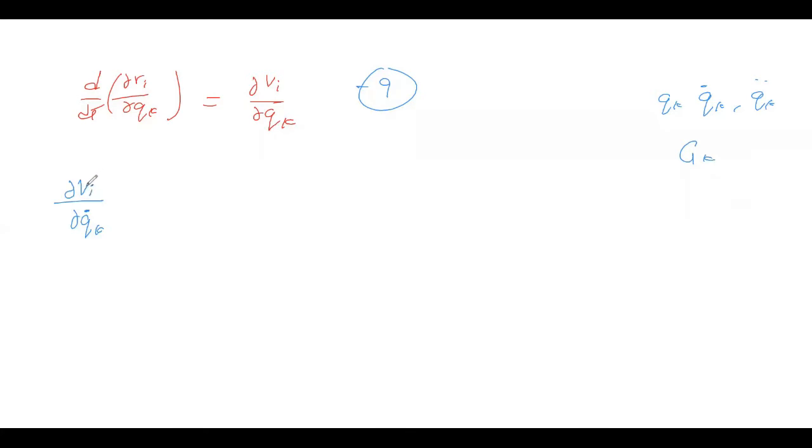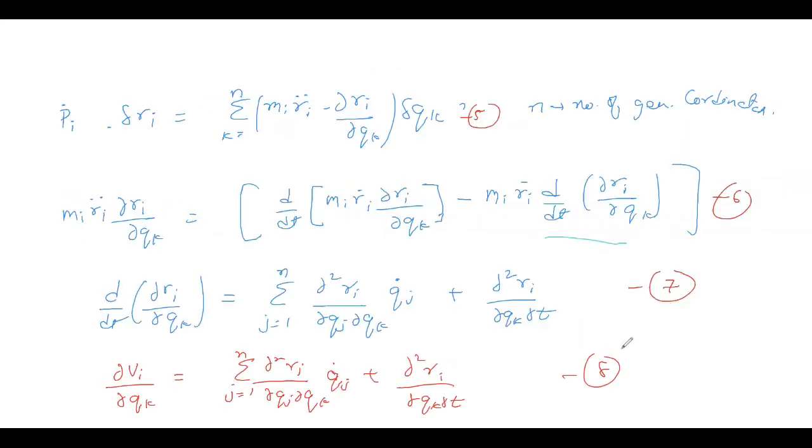So Vi is nothing but dr by dt. Then we have tried to solve this, and what we got is that this is equal to delta Ri by delta Qk. So this derivation we have also seen. We have given it as equation number 10. We had all this, and then substituting 10, 9, 8. Okay, so 8, 7 gives me 9.